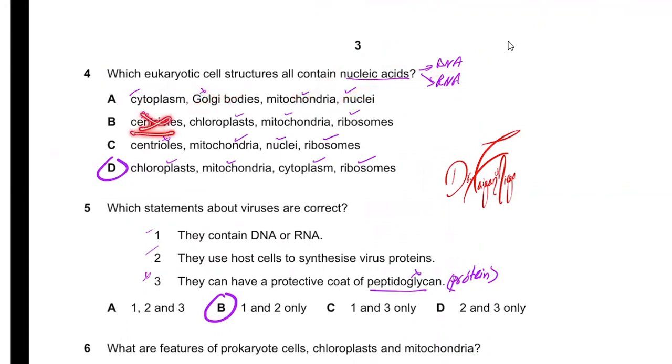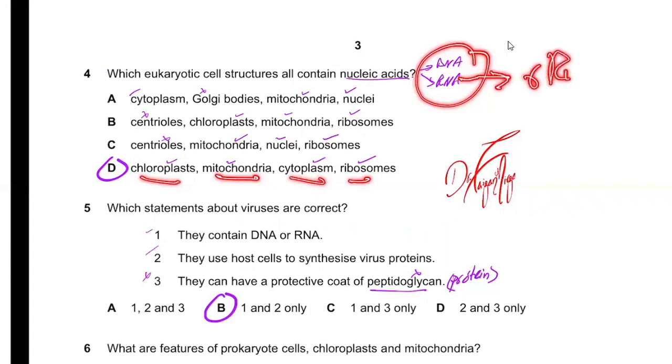Similarly, centrioles make option B wrong. In C, again, centrioles are the wrong option. The remaining option is correct. If you come to option D, chloroplast, mitochondria, cytoplasm, and ribosome, they all have DNA and/or RNA, since ribosomal RNA is present.